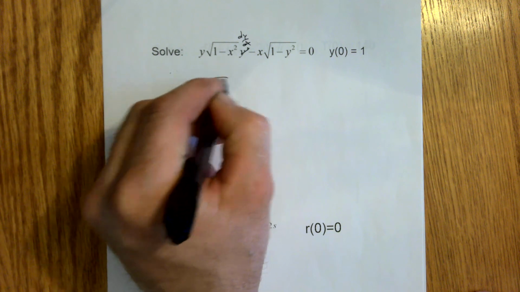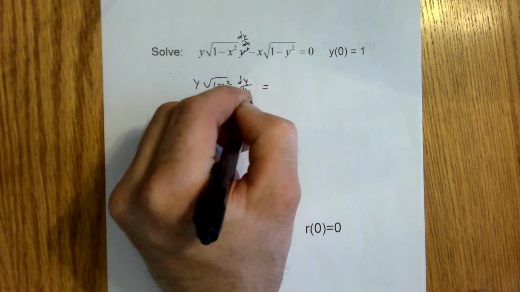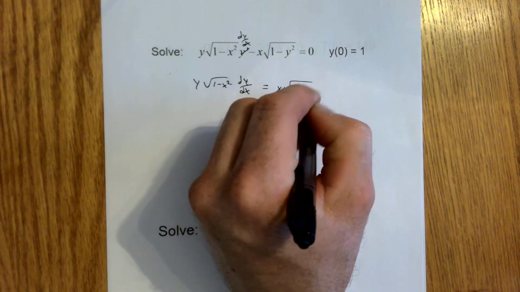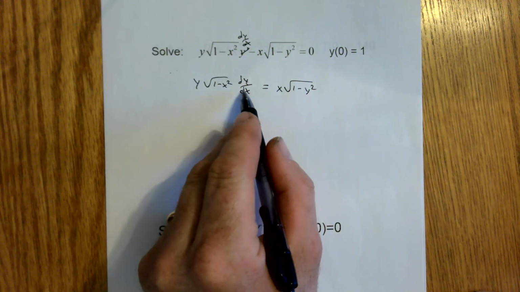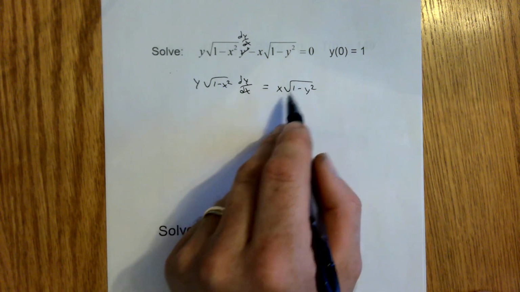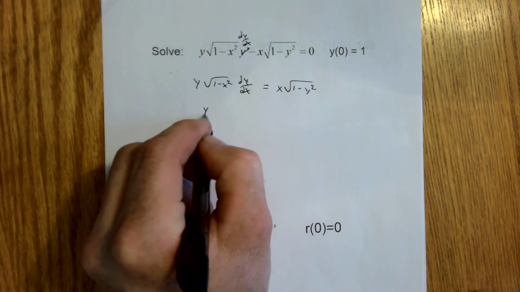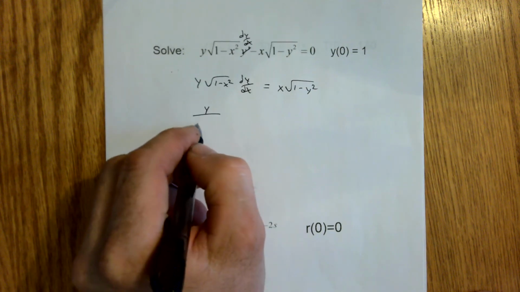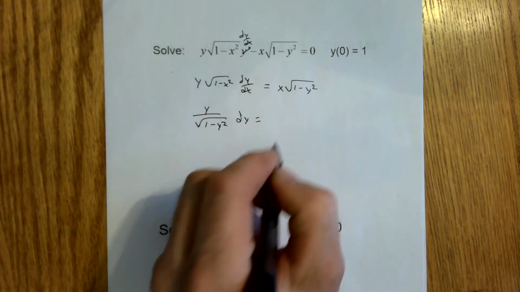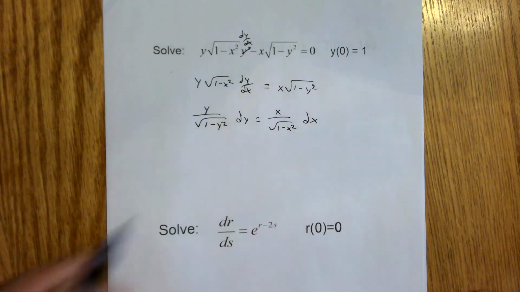So we have y square roots of 1 minus x squared dy dx. We might as well put that in there. Equals, if I add that over, I get x square roots of 1 minus y squared. I can go ahead and multiply my dx over. Now I've got y on the right side and x on the left side, so I'm going to divide those out. So if you bear with me there, we get y over the square root of 1 minus y squared dy, and that's going to equal x over the square root of 1 minus x squared dx.